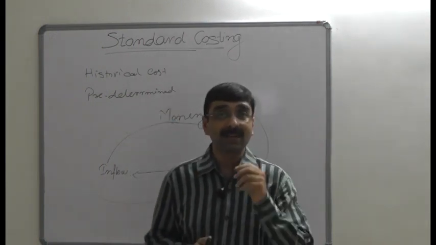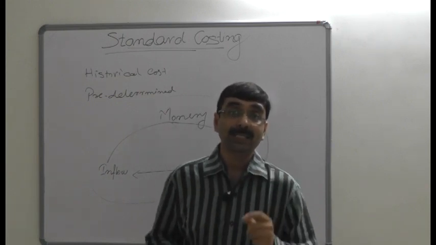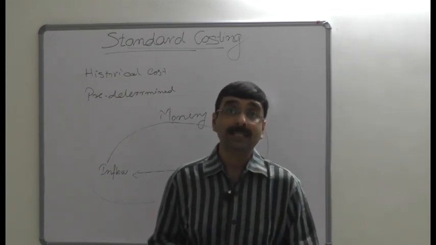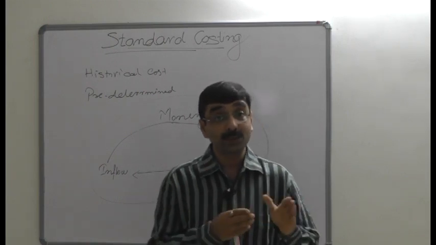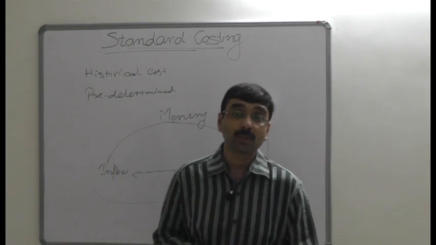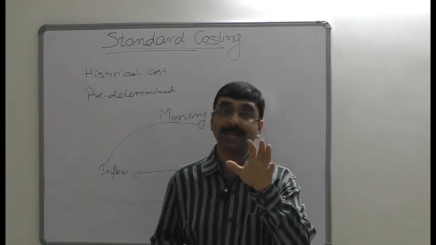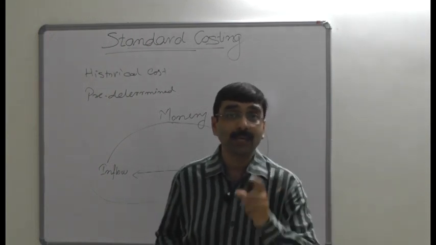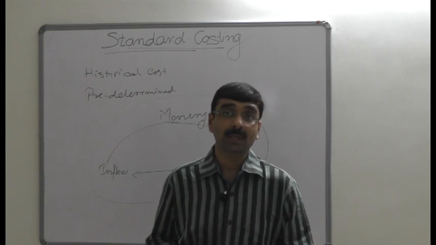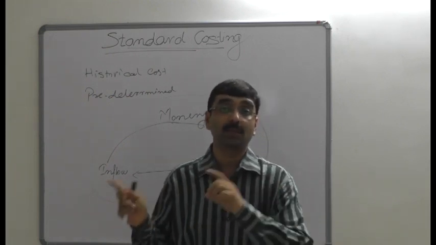Here is another definition which was actually considered for standard costing. It is given by Lawrence. A standard costing system is a method of cost accounting in which the standard costs are used. That means standard costing is a system, a method, a technique where the standard cost is used in recording certain transactions and the actual costs are compared with the standard cost.